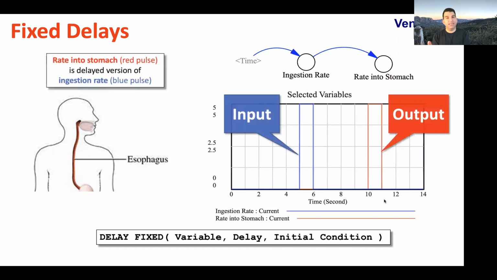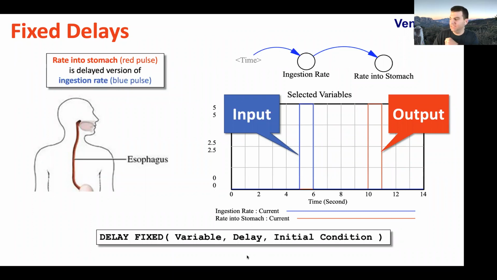And then if I go and simulate that, as expected, the blue line is my input, that's what's in the mouth. And the red one, that's what's going into the stomach, is just a copy of the blue line shifted over by 5 seconds, because it's just simulating the fixed delay, the 5 second delay down the esophagus. So stuff happens here, the exact same stuff happens in the stomach 5 seconds later. That's what we mean by a fixed delay.